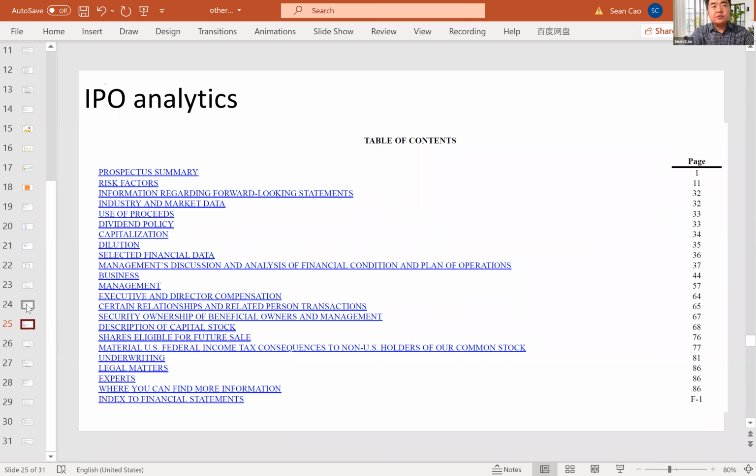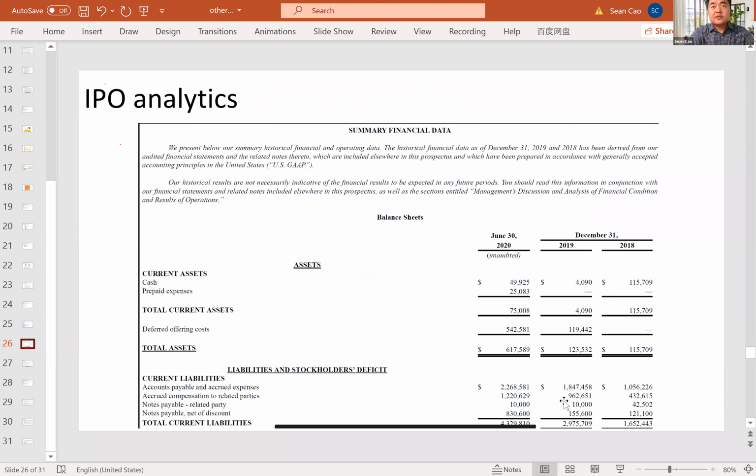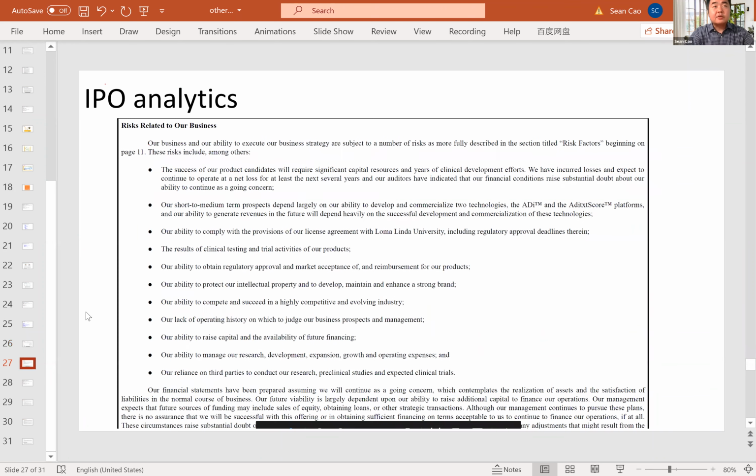And how do you use the information? Like I said, IPO pricing and the post performance. Yeah, and this is where you see the financial data. Like in the past couple of years, how did they do? You have cash, they have liabilities, payables, blah blah blah. This is their financial condition. You can get the information about the private firm, and also risk.